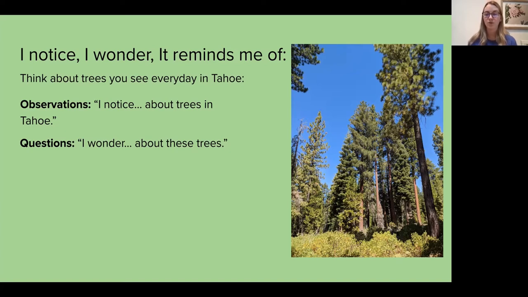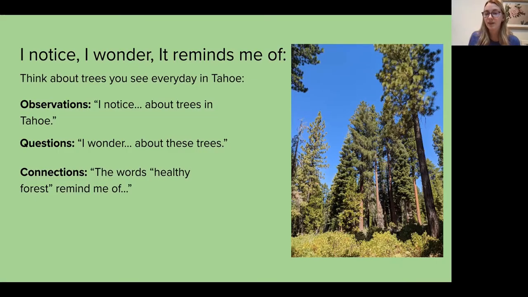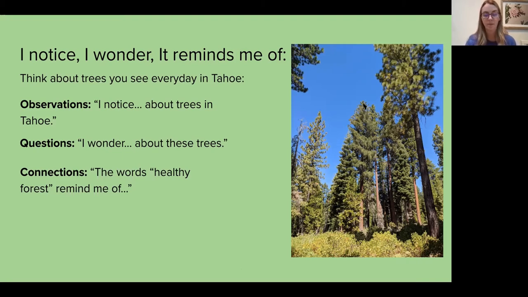So I want you to do the same thing, discuss with anybody that's with you, or write down what you wonder about trees in Tahoe. So I want you to pause and take 1 minute to talk about what you wonder. Some of the things that I notice about trees in Tahoe is, why do they all look very similar? They all are very, very tall, they all are very green, and they have similar shapes. So I wonder, why do all of our trees in Tahoe look very similar?